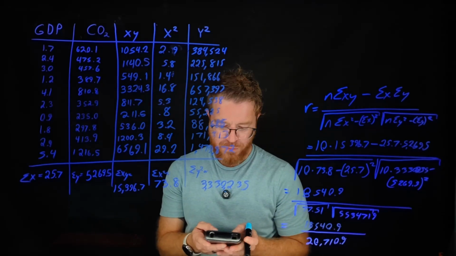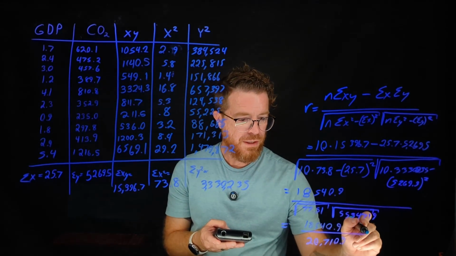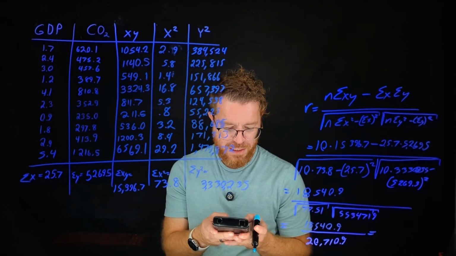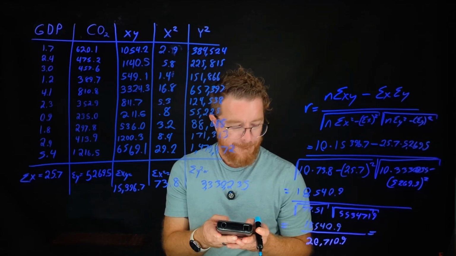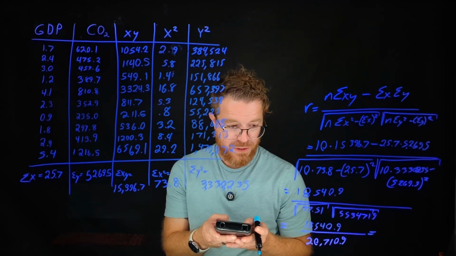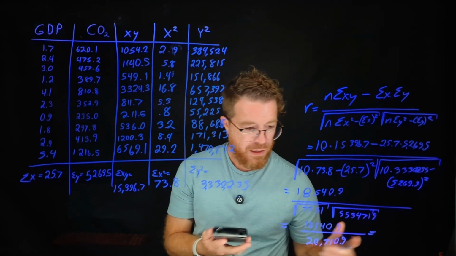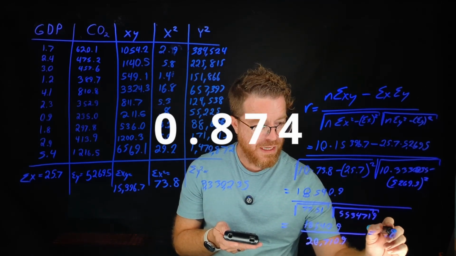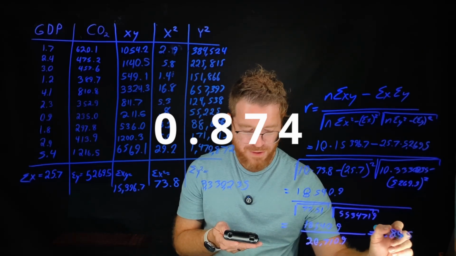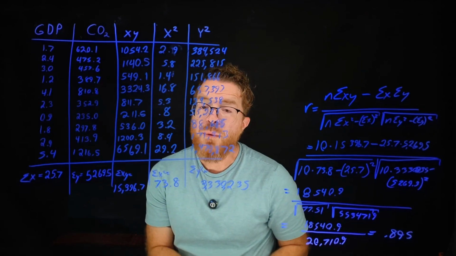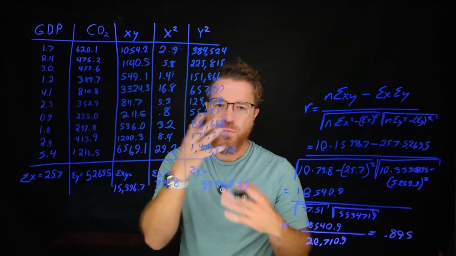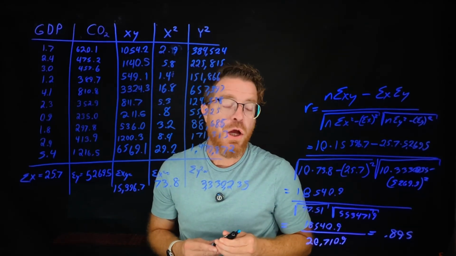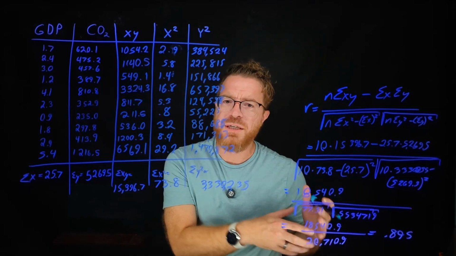Our numerator was 18,540.9, divided by 20,710.9 gives me a correlation coefficient of 0.895, and so on. Now, I want to point out that if you were to keep more than one decimal, or the fact that I didn't keep any decimals for the really large numbers, your value may be a little bit different because of rounding error.